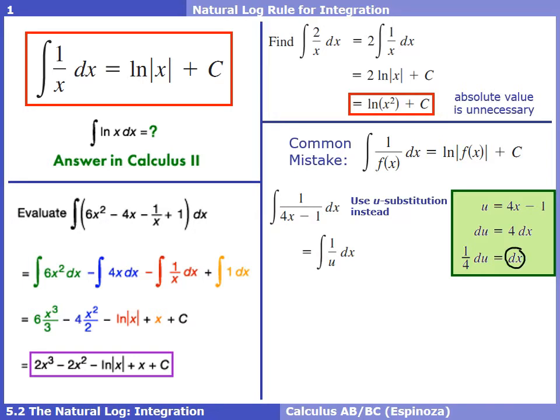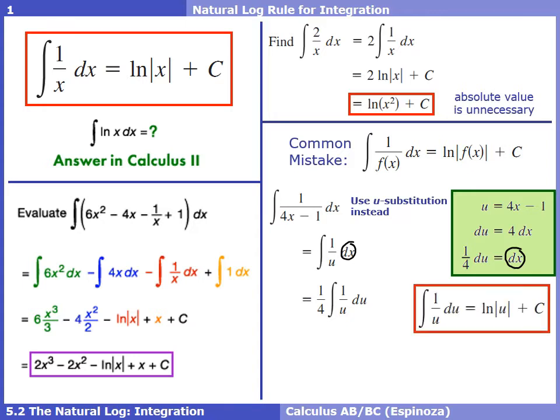This dx gets swapped out and becomes 1/4 du, and just like you saw back in chapter 4, we'll move that 1/4 to the front of the integral. And now we can take this integral. The integral of 1 over u du, luckily, is just like the integral of 1 over x dx. It's just ln absolute value of u plus c.